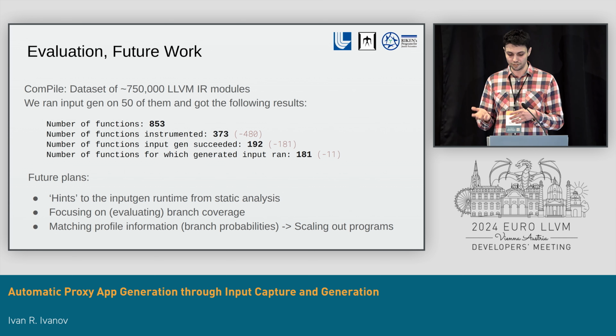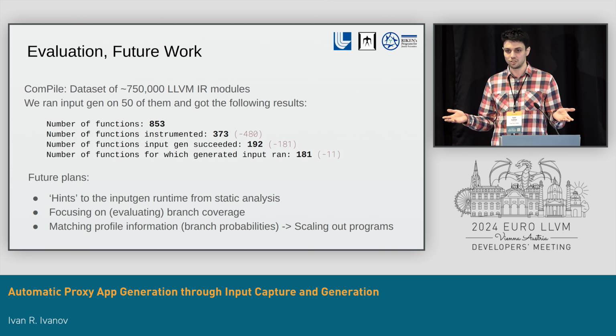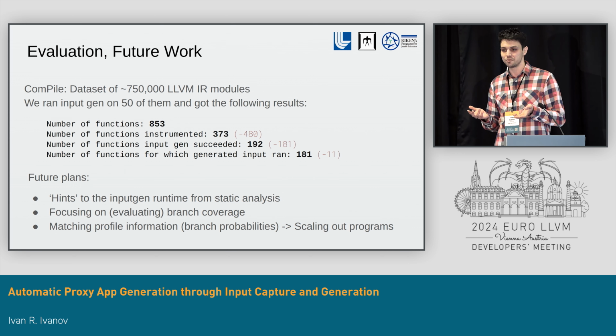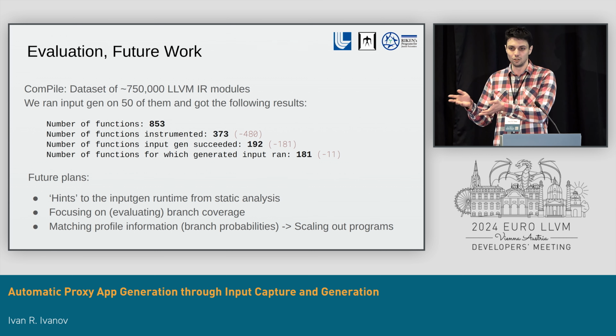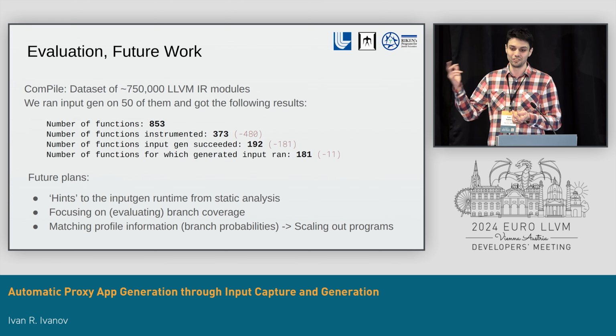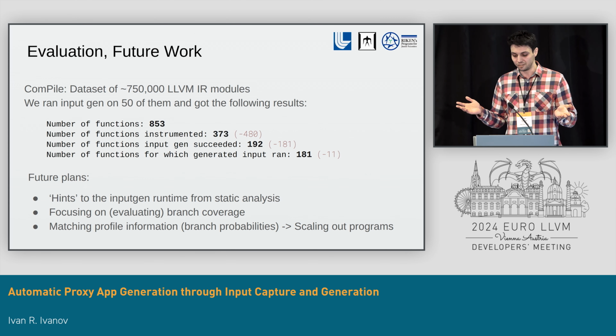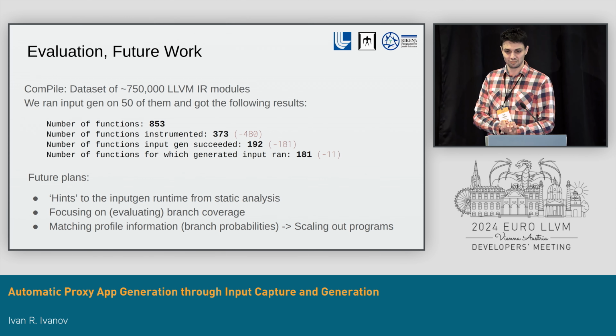And then for more than half of them, we actually managed to generate inputs, and almost all of them run successfully. For future plans, we plan to give hints to the runtime about the values that we request from it. For example, we could say we found that statically this is a loop bound, or this is a function pointer, so we can't just allocate an address, we actually need to return a function pointer there, and various other things.